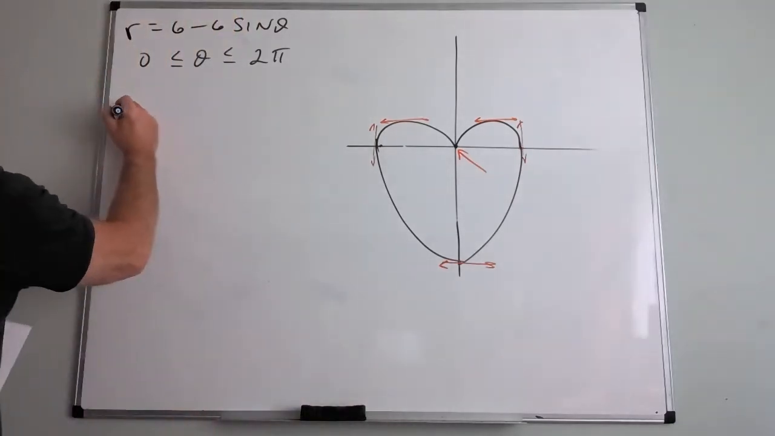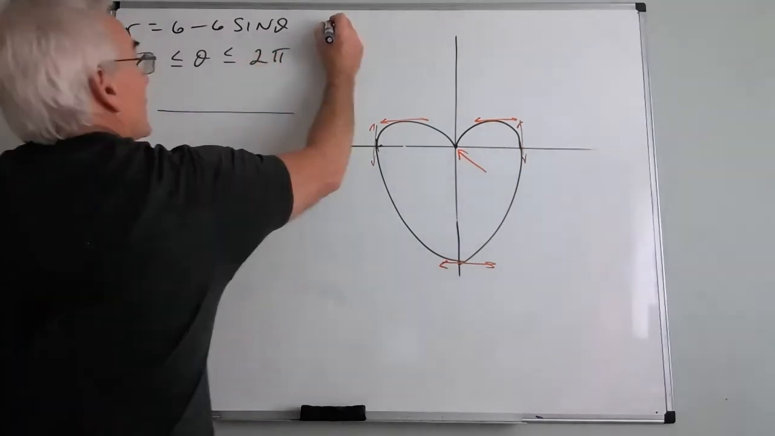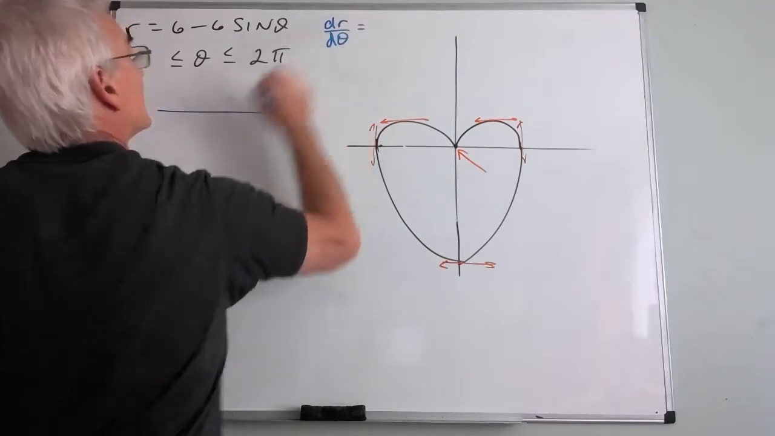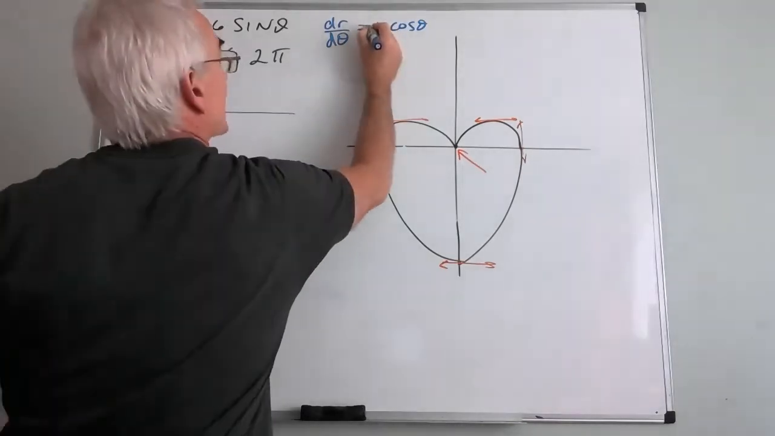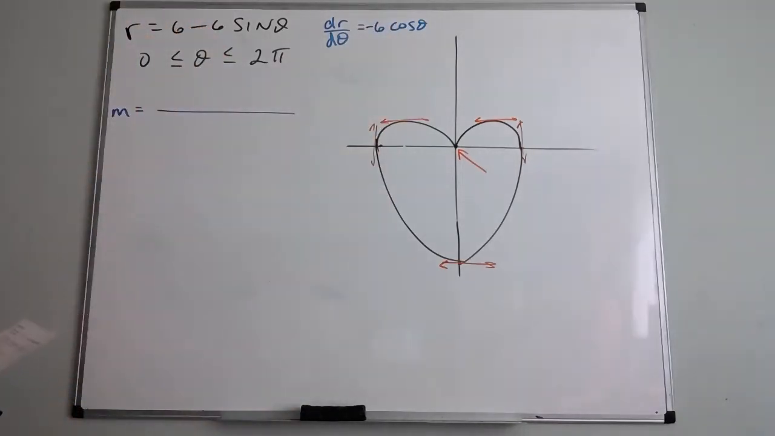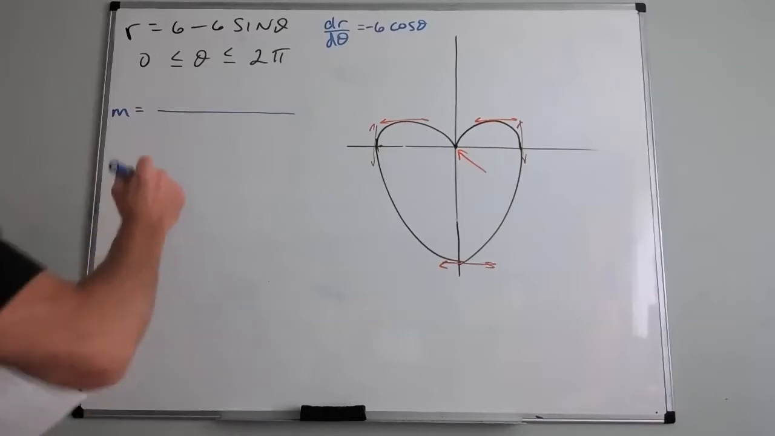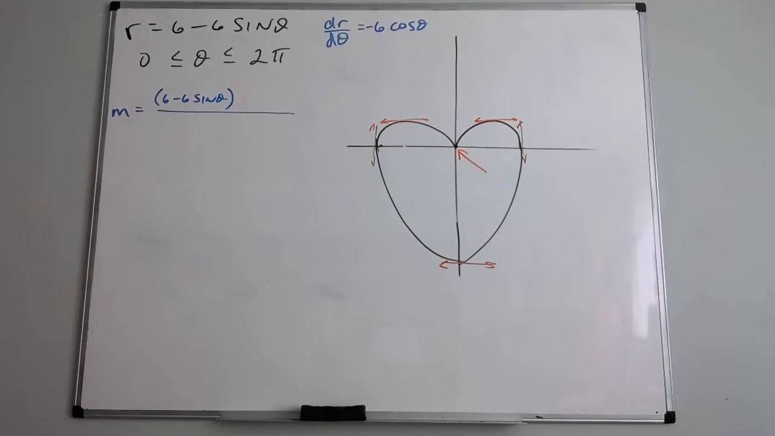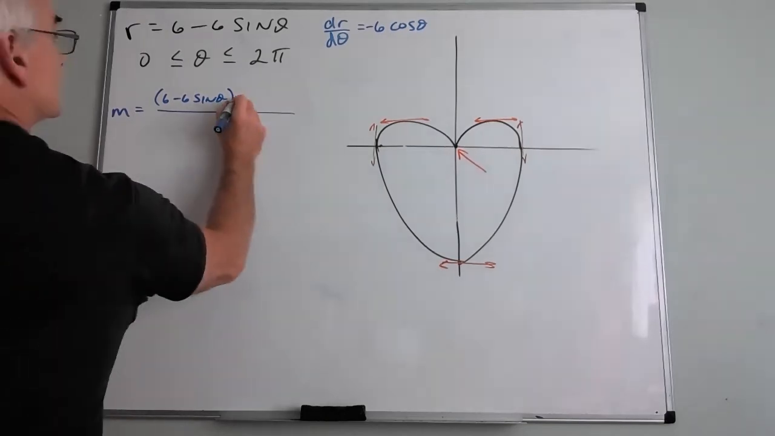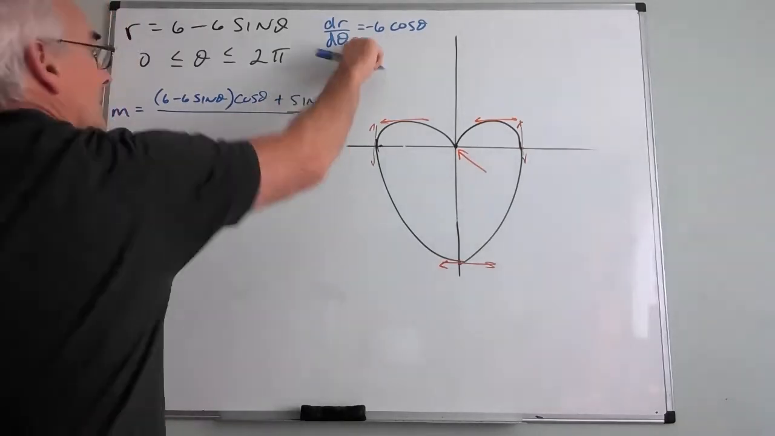So my slope, and I'll write m this time. My slope is, okay, first of all, what's dr d theta? Dr d theta is -6 cosine. Okay. So is everybody cool with that? My dr d theta is -6 cosine. So what should I have then? So it should be r times cosine plus sine times the derivative.